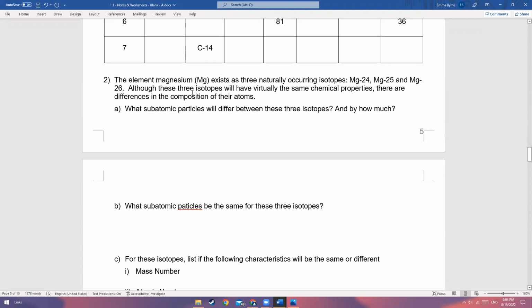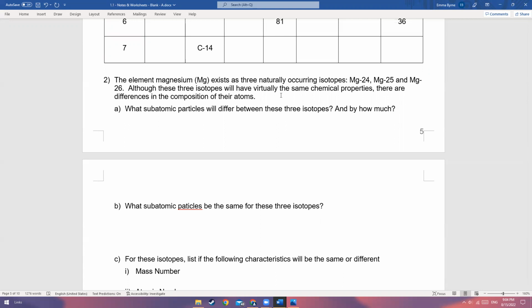So the element magnesium exists as 3 naturally occurring isotopes. So we've got magnesium with a mass of 24, 25, and 26. And so isotopes have pretty similar chemical properties. So although these 3 isotopes of magnesium will have virtually the same chemical properties, there's differences in the composition of their atoms. The first question, just very straightforward, what subatomic particles differ between isotopes?